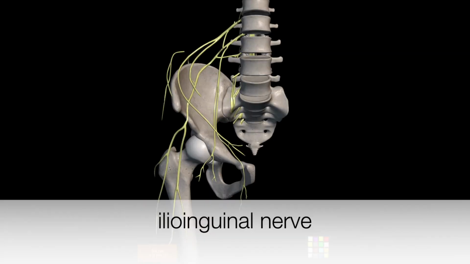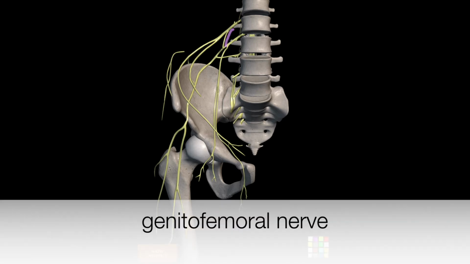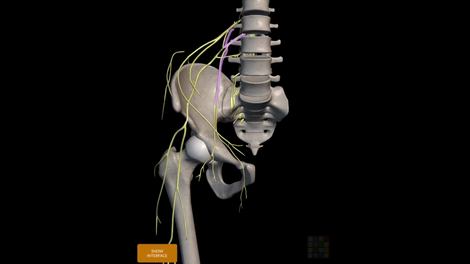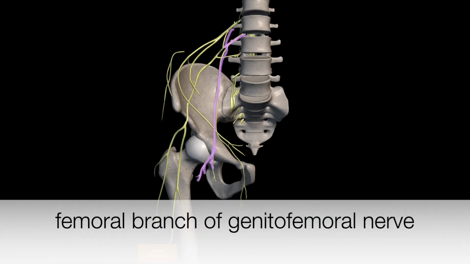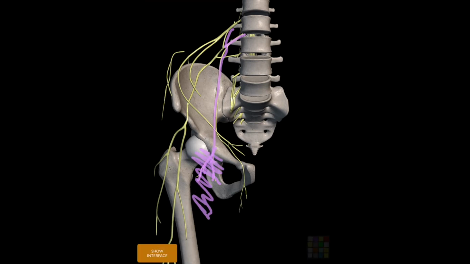The ilio-inguinal nerve carries on longer than is shown here and projects down into the inguinal region, true to its name, to supply skin in the groin area. This is the nerve that is stimulated when trying to elicit a cremasteric reflex, so the most medial part of the thigh. The genitofemoral nerve from L1 and L2 takes a more direct route, and this is its femoral branch, which projects essentially over the femoral triangle, supplying this area of skin.